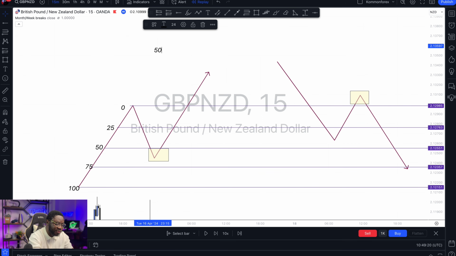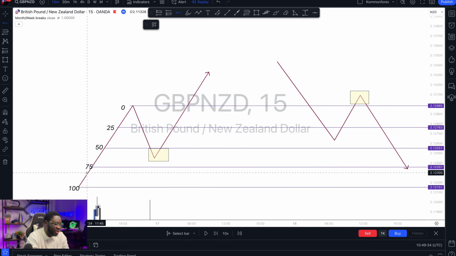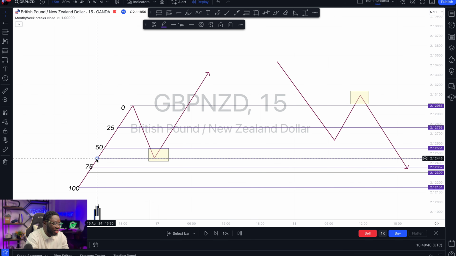For me, I use my 50%, I use my 61.8%, and then I also include my 78.6% as well. So now what do we simply do? We simply find our 78.6% down here, and then we find our 61.8% somewhere here. That's what it basically means. So 61.8% here, and then our 78.6% as well.